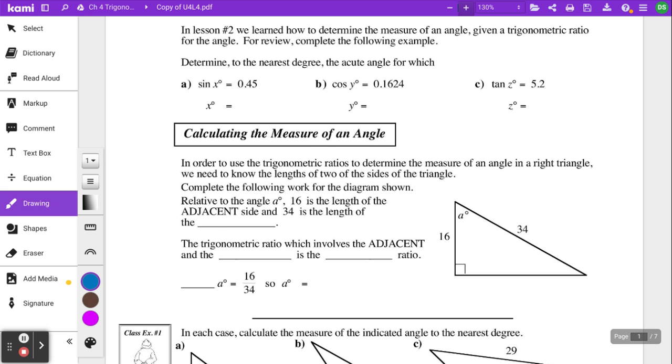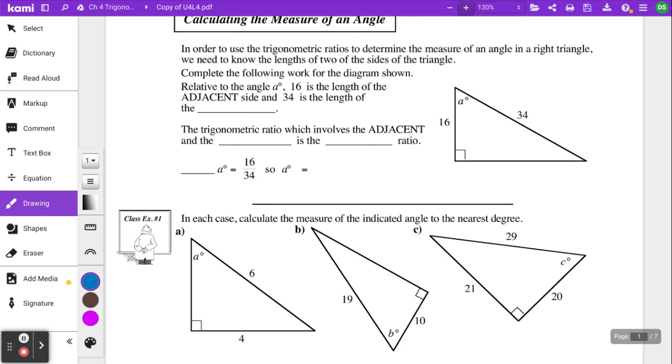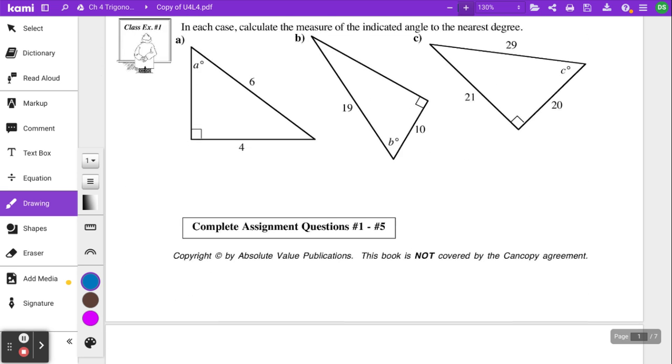All right, so let's go right to the class example. It says, in each case, calculate the measure of the indicated angle to the nearest degree. Okay, so this isn't too bad. This is exactly the same process as we did yesterday. What do we have? What do we need? How do I get there? Whenever you face a problem, think about what you have first, what you need to do, and then how you're going to get there.